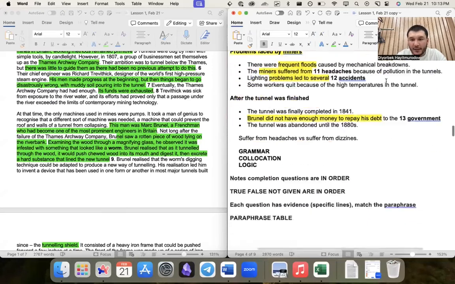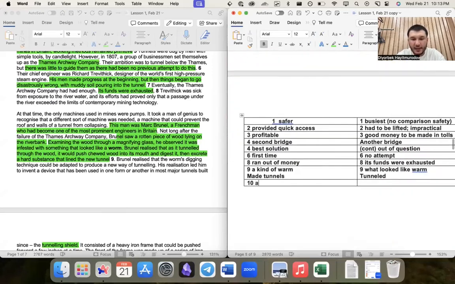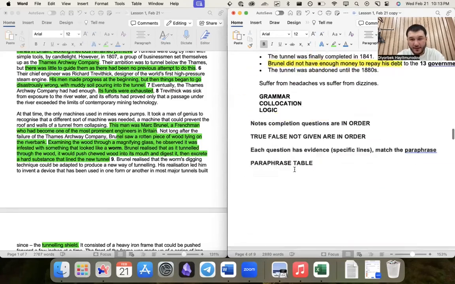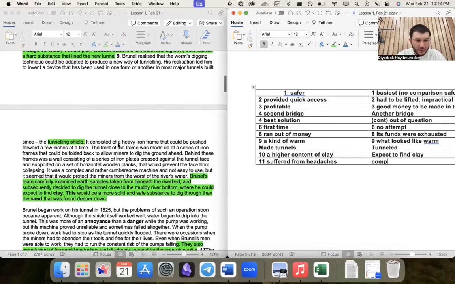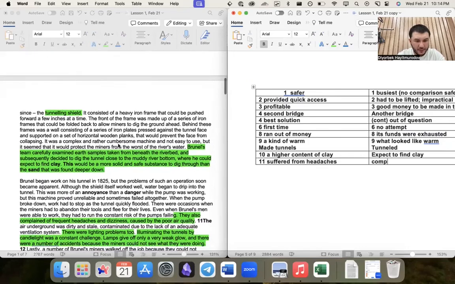Number 10. Have higher content of clay. Expect to find clay. Number 11. Suffer from headaches. It said what? Complained of headaches, I guess. Complained of headaches, yes.